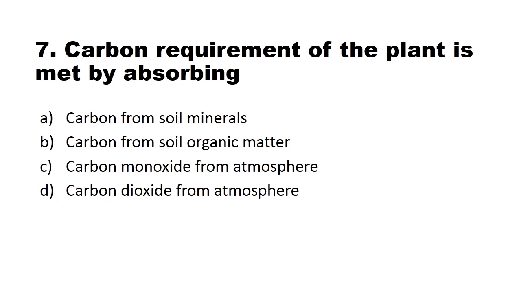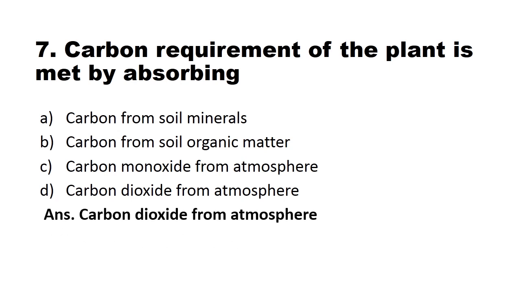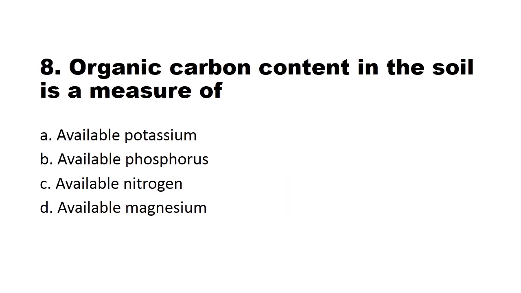Question number 7. Carbon requirement of plant is met by absorbing carbon from soil minerals, carbon from soil organic matter, carbon monoxide from atmosphere, or carbon dioxide from atmosphere. And the right answer is carbon dioxide from atmosphere. Carbon requirement of plant is met by absorbing carbon dioxide from atmosphere.